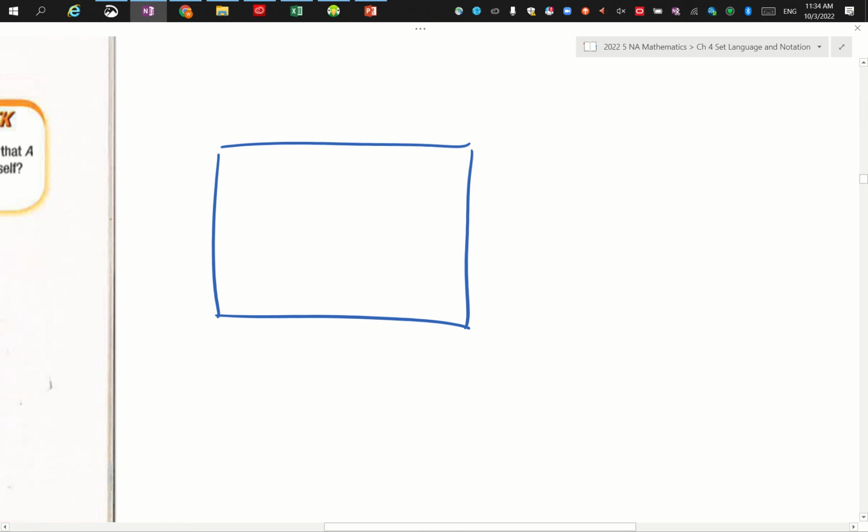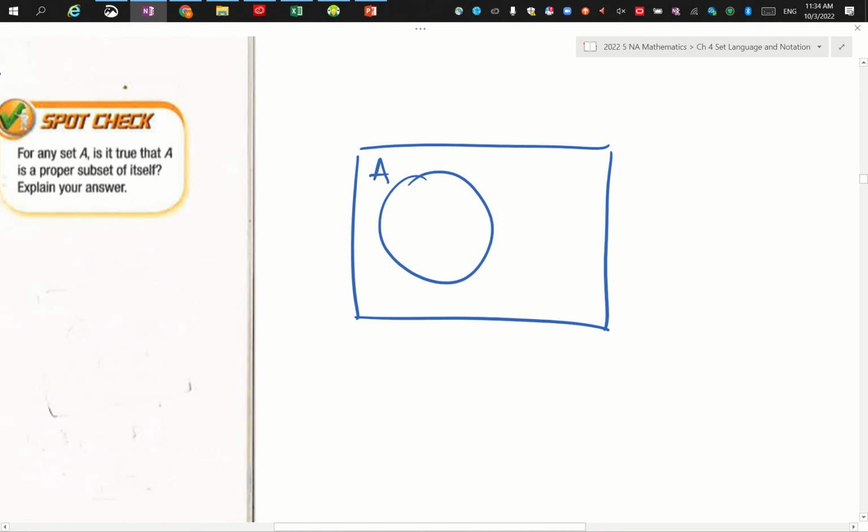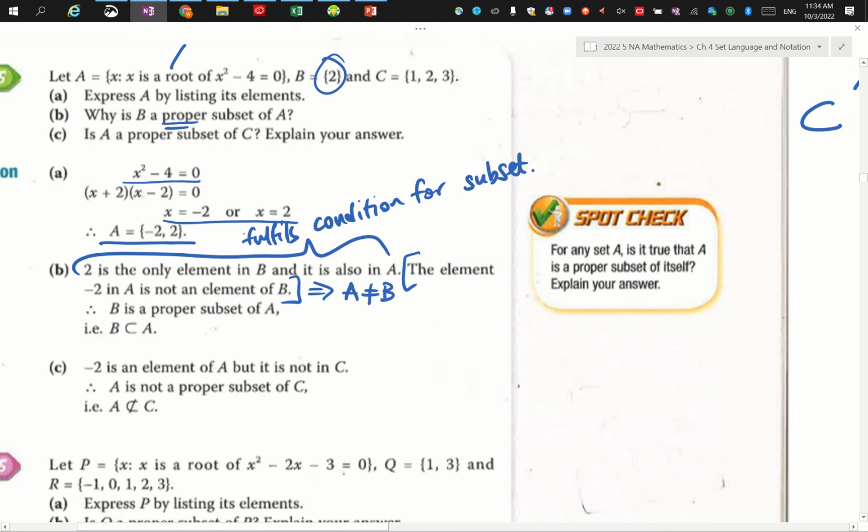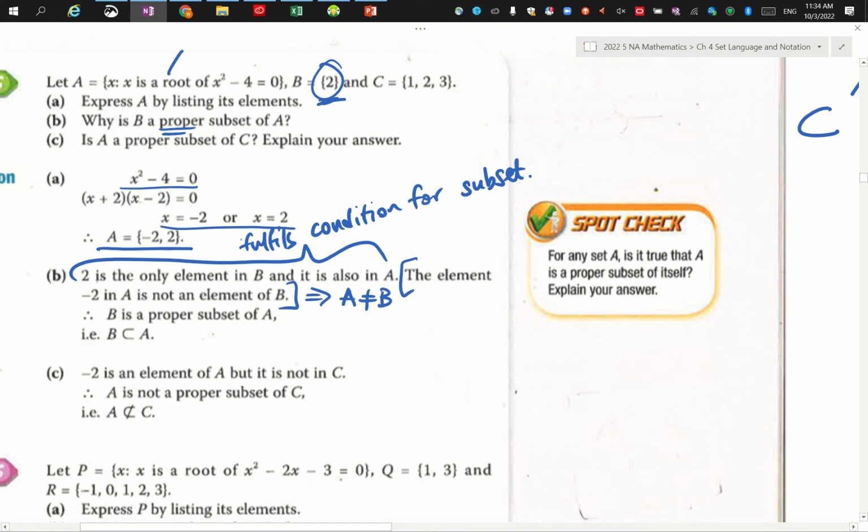This is called a Venn diagram. I'm going to be drawing a Venn diagram. Set A looks like this. It's got negative 2 and 2. What about set B? Set B only has one element, 2. Right, Javier?